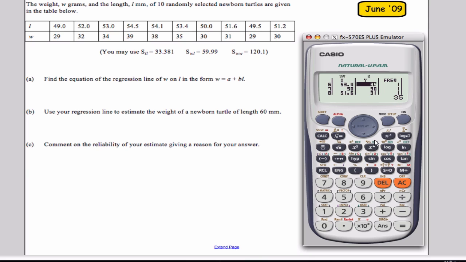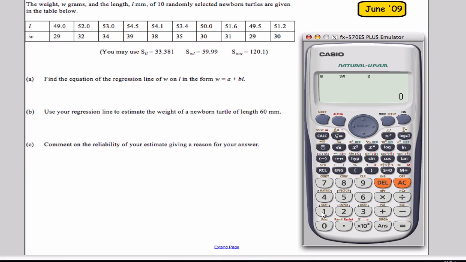Okay, so I've got all my data entered here. You might notice on the right hand side it says frequency of 1. That's just the same as if I had the frequency turned off. So now I'm going to use the calculator to work out the value of A and the value of B.